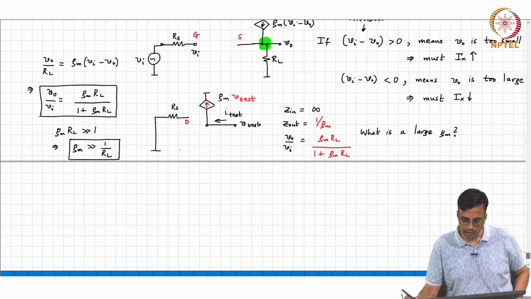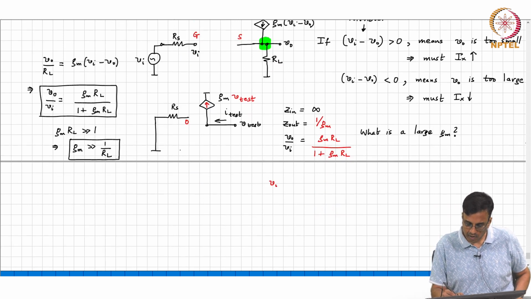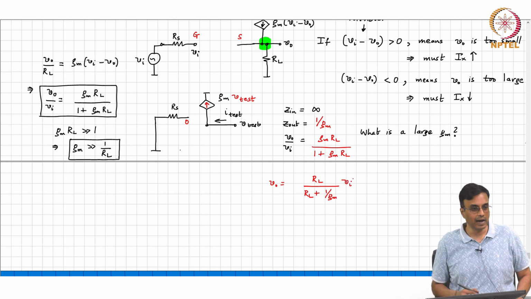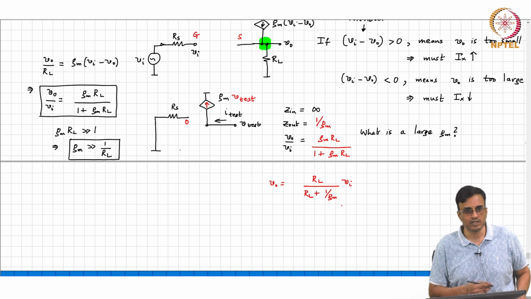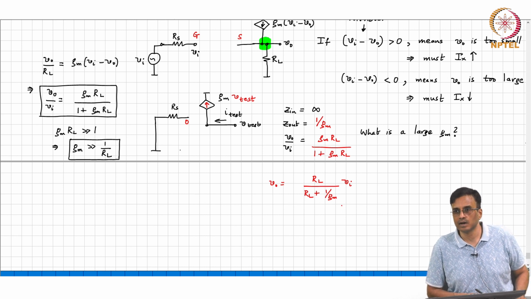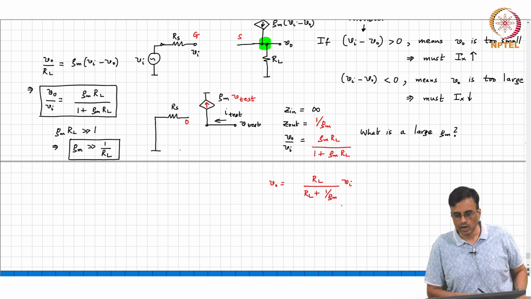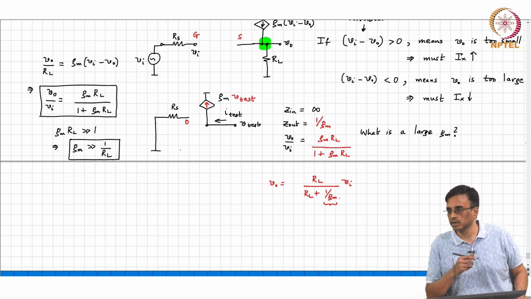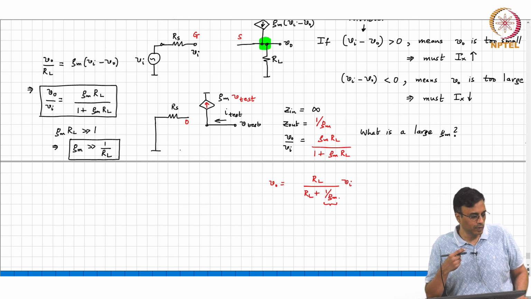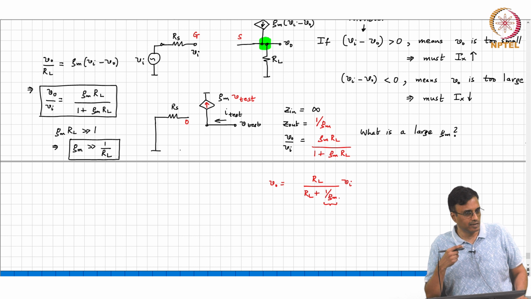I mean, another way of doing it without doing this is to basically see that VO can be written as RL by RL plus 1 over GM times Vi, and simply staring at this expression, does this seem familiar? It is a voltage divider. So, the vertical arm is RL, the horizontal arm is 1 over GM and is being driven by a voltage source Vi. So, it is clear that this must be the output resistance. Okay. I mean, if you can see it this way, well and good. If you can't, never mind, it is not important.